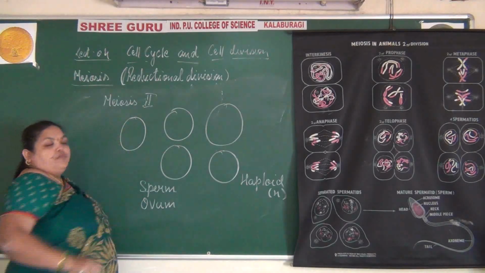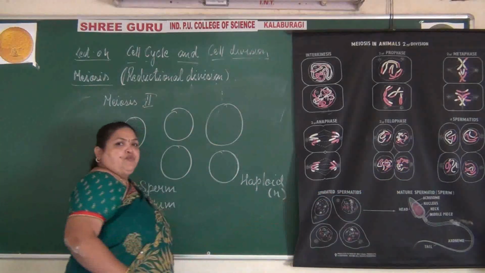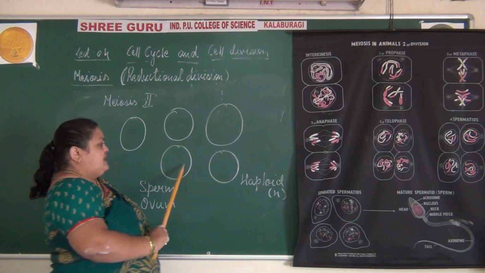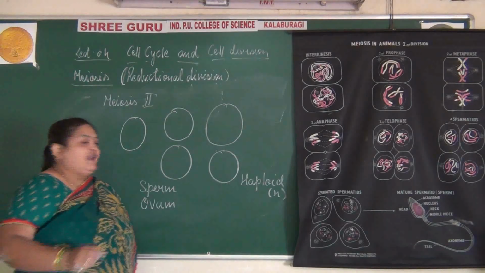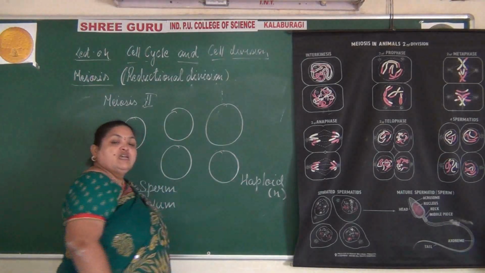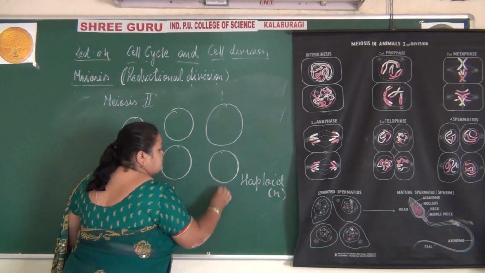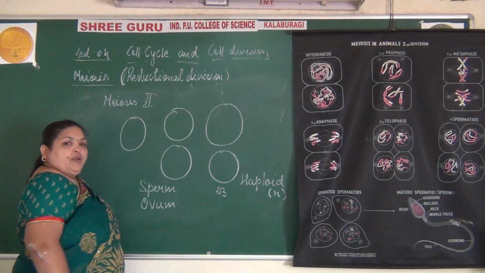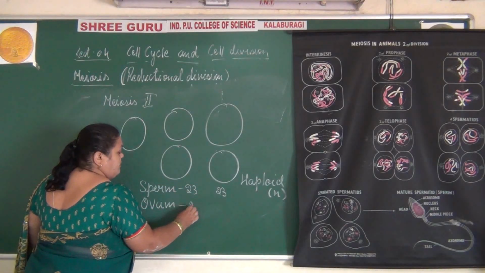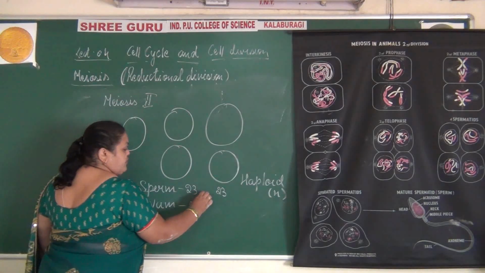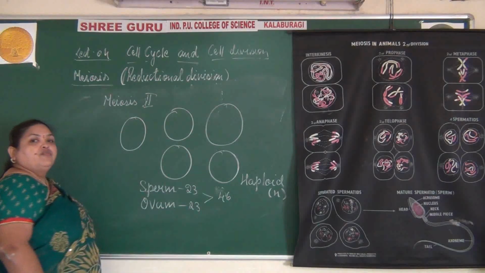So at the end of meiosis you will find four daughter cells. The difference is that these daughter cells formed by meiosis are haploid, with half the set of chromosomes. For example, each of them has only 23 chromosomes: the sperm has 23 and the ovum has 23. Then in reproduction they combine to form a zygote which has 46 chromosomes.